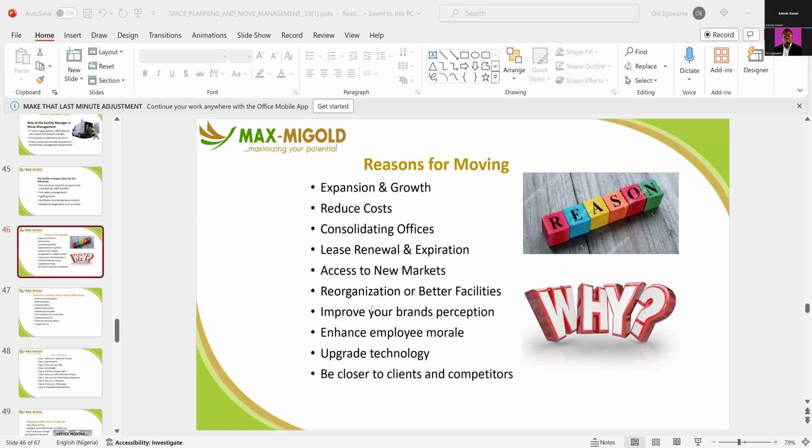You also look at improving your brand perception, where you need to get more visible to your customers, so they know you and see you more. Then also enhance employee morale. You want to make sure that the employees have a good working space to ensure that they are very productive in their work. Then also look at upgrading technology, and being closer to clients and competitors so that you're not left behind.